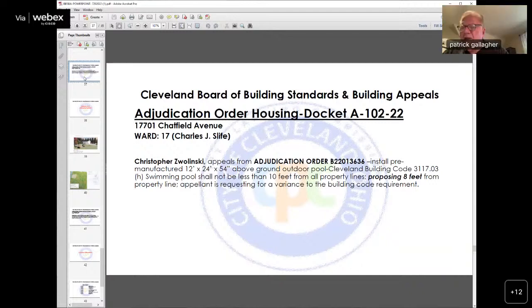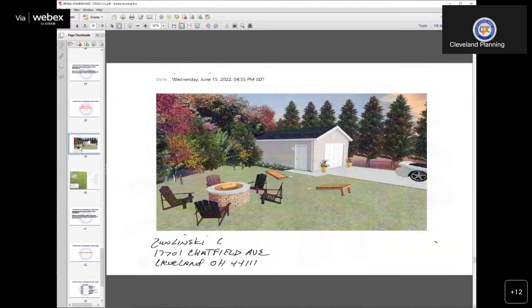Okay, let's go back to Ms. Davis. I know you mentioned that you send out notices to the neighbors before. Have we done that for this property? Mr. Chairman, yes, the appellant also provided photographic images of where the pool was going to be located. I did notify the neighbors adjacent to the property and behind. We did receive one letter back from the neighbor behind this property stating that he supports Mr. Zwolinski in installing the pool, and he had no objections to it. Okay, very good. It looks nice from the pictures.